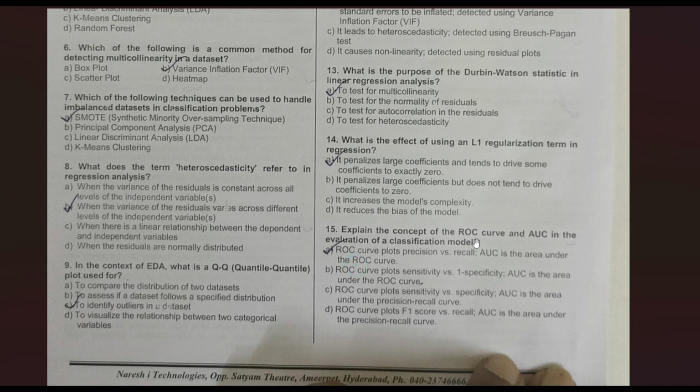Explain the concept of ROC AUC in the evaluation of a classification model. The ROC curve plots sensitivity versus 1 minus specificity. AUC is the area under the ROC curve. B is the answer. So that was the 15th, now let us move to page number 2.